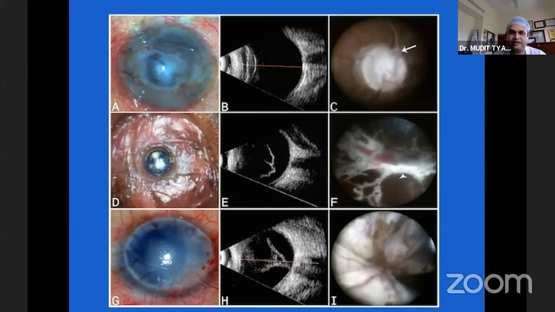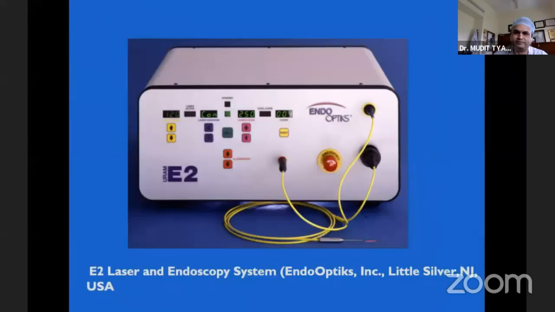So therefore, in these eyes, endoscopy allows us to visualize what is happening inside and can help us in prognosticating and also making a decision about which cases we are the ones where we can avoid doing a repeat surgery.